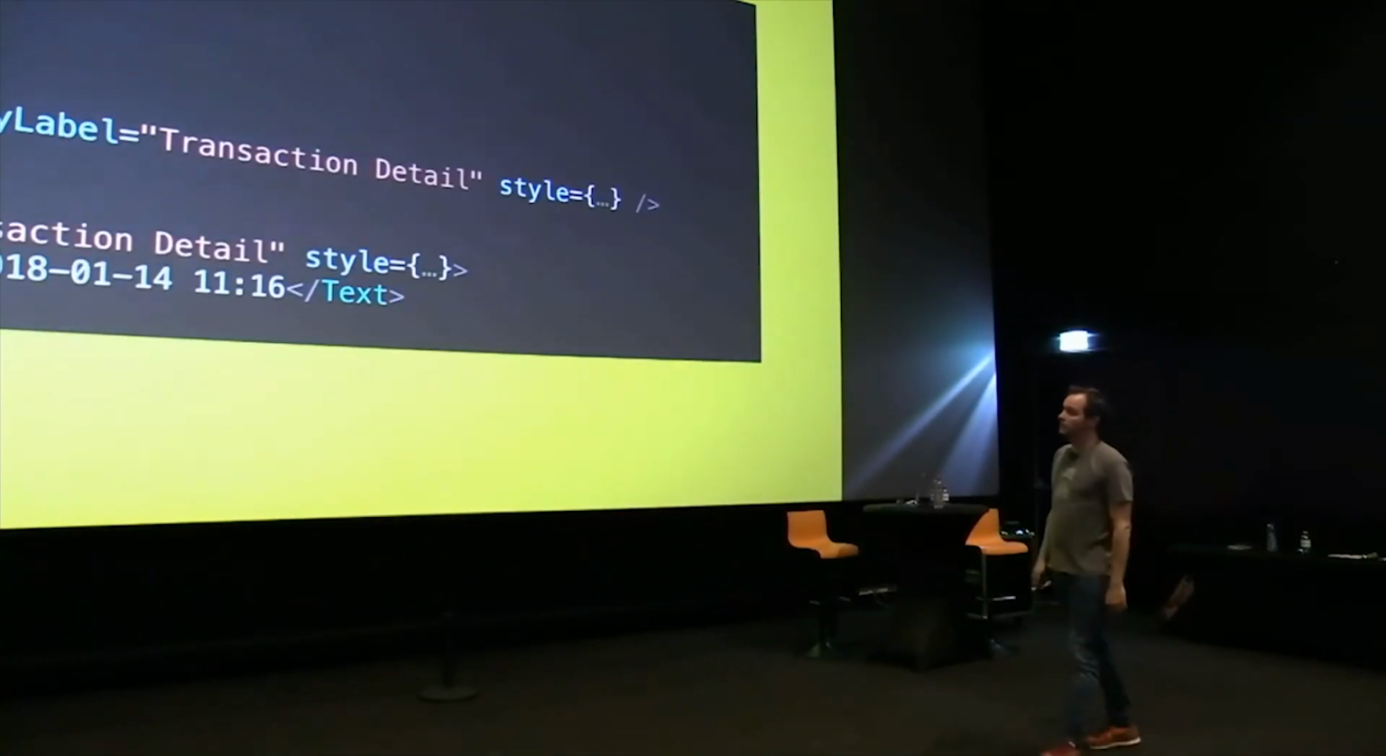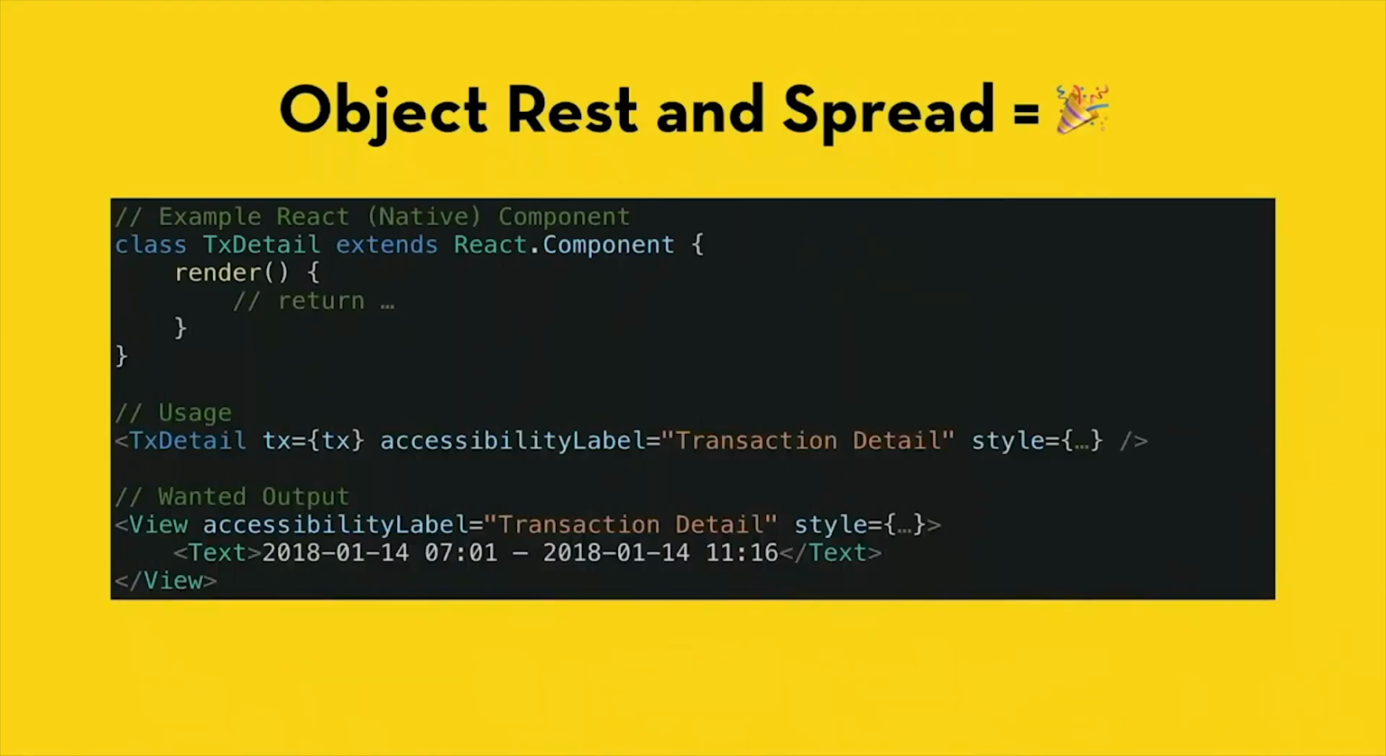Then object rest and spread. That's really, really powerful, because this is React. This is a React example. Say I have a transaction detail component. I want to use it like this. So I pass in a transaction onto that with some extra props, some extra attributes. And I want the output to be this: we need a transaction to render this kind of thing right here, but then all the other props, I want them to be right there onto the view. This is React Native, by the way, because we have the accessibility label thing. So how would we do that? Well, we can use object rest and spread for this.